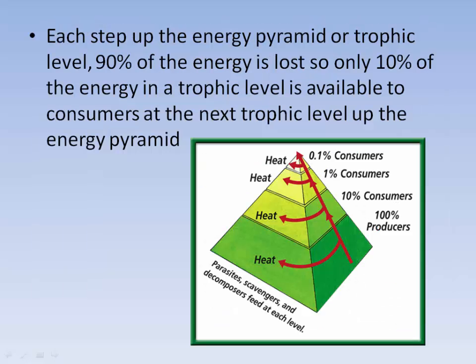Each time we go up a trophic level, or we step up the energy pyramid, 90% of the energy is lost as we move up. So only 10% of the energy in a trophic level is available to the consumers at the next trophic level. That's why there's always going to be more producers than herbivores, and always more herbivores than carnivores. Because each time you step up the trophic level, there's less energy available.